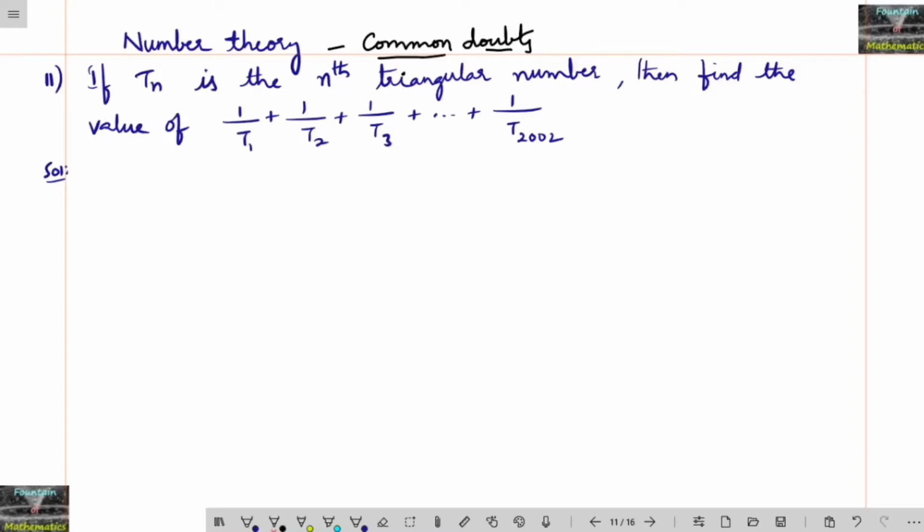If Tn is the nth triangular number, then find the value of 1 upon T1 plus 1 upon T2 plus 1 upon T3 and so on up to 1 upon T2002. So first, what is a triangular number?